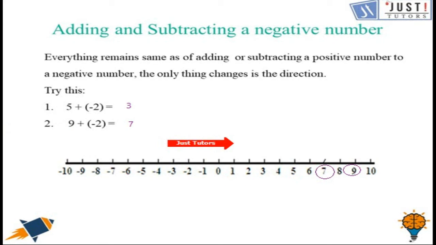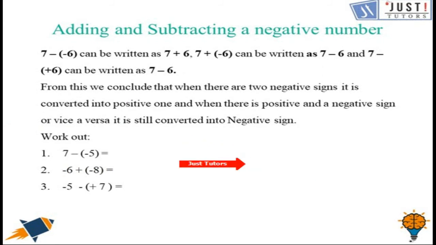Now let's move forward to the next slide and talk about adding and subtracting a negative number. Wherever you see 2 negative signs together, we convert them to a positive one. For example, in the given example it was 7 take away take away 6. So 2 negatives are cancelled and turned into a positive, and that becomes 7 add 6. After this example, we can conclude that where there are 2 negative signs, they are converted into a positive one, and when there is one positive and one negative sign, it is still converted to a negative sign.